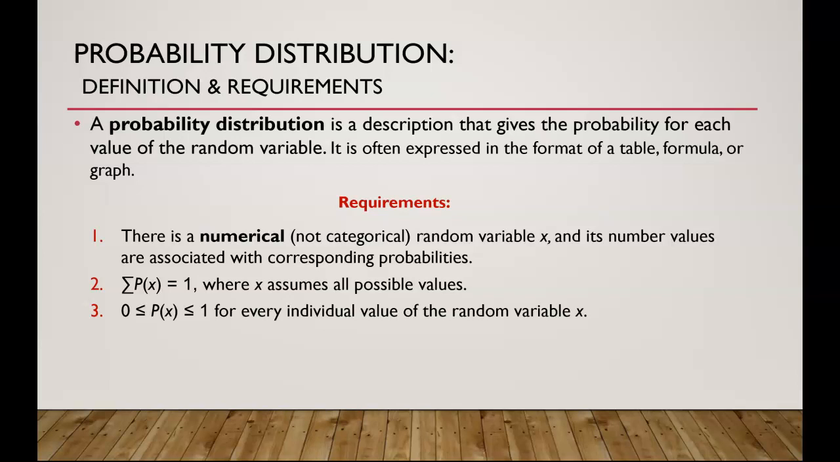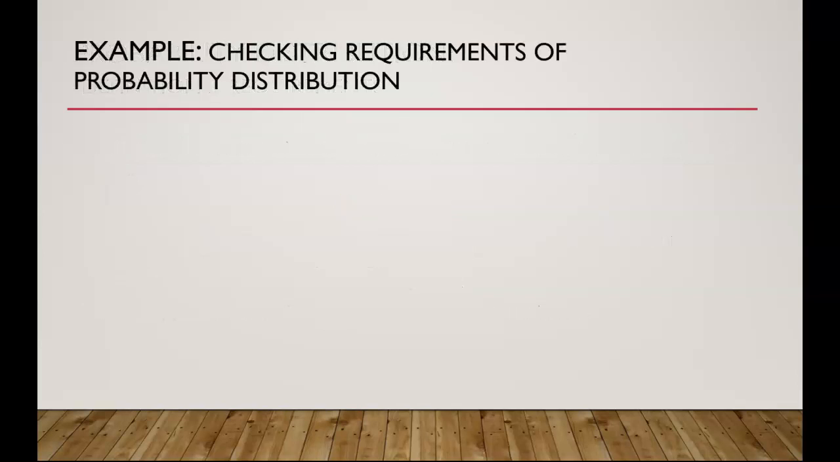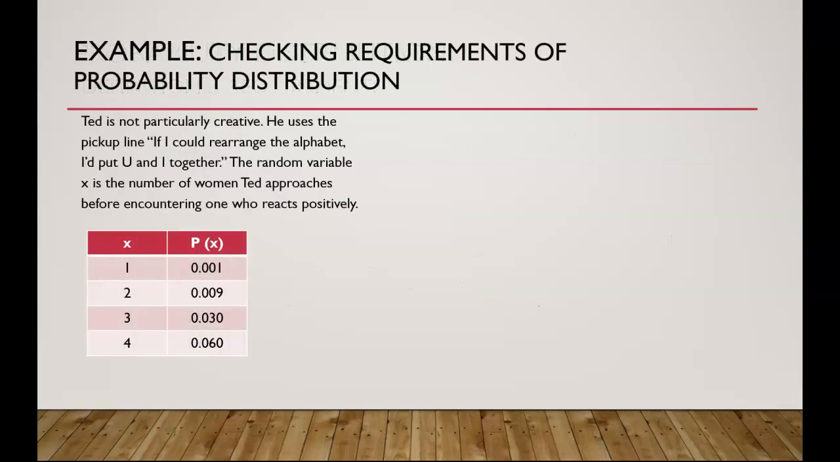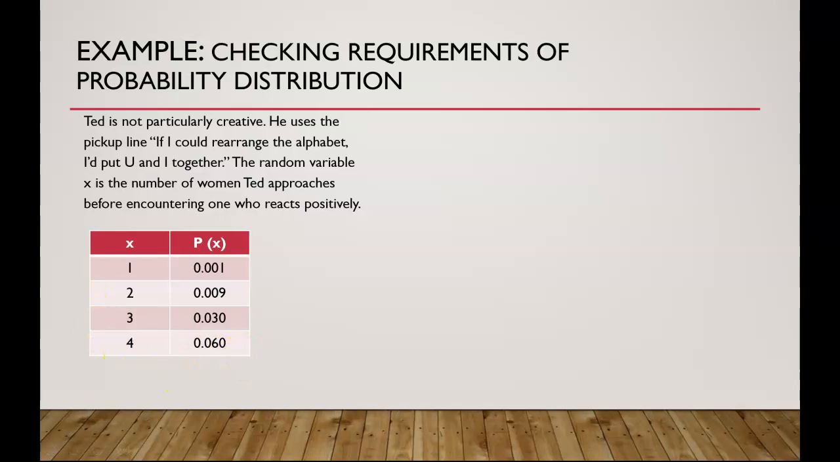Let's practice recognizing the requirements of probability distribution. Ted is not particularly creative. He uses the pickup line, "If I could rearrange the alphabet, I'd put you and I together." The random variable x is the number of women Ted approaches before encountering one who reacts positively. Do you think this distribution table represents the probability distribution?